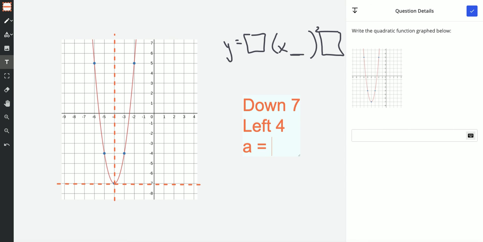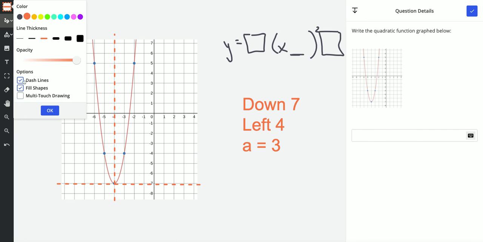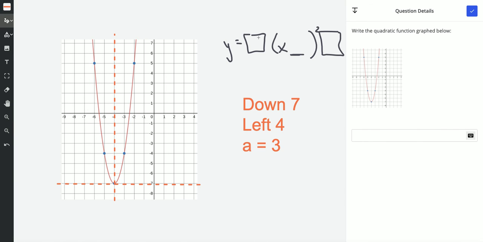And then my a value looks like I went right 1, up 3. So a equals 3. All right, in real time, let's see how quick and easy it is to fill this out. A is +3 because it goes up. It went left 4, so it's +4. And then it went down 7, -7. Y equals 3 times (x + 4) squared -7.